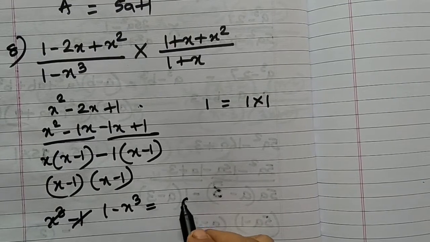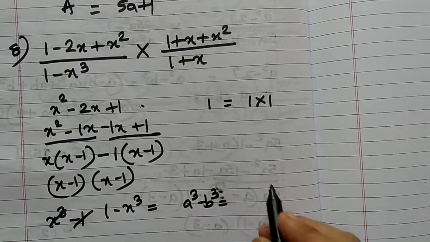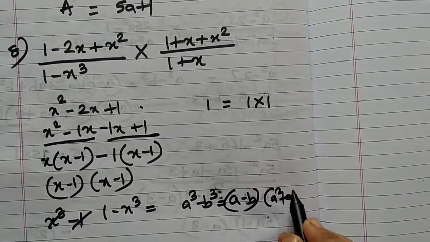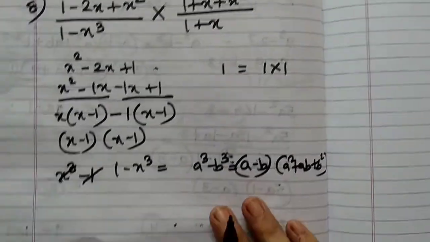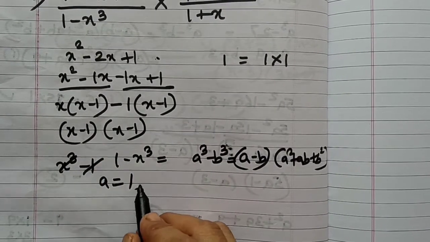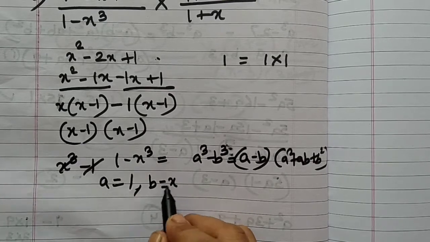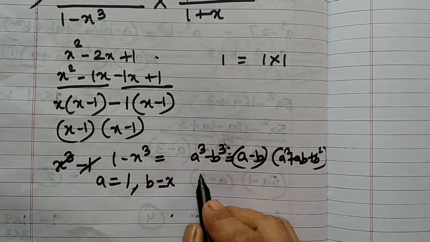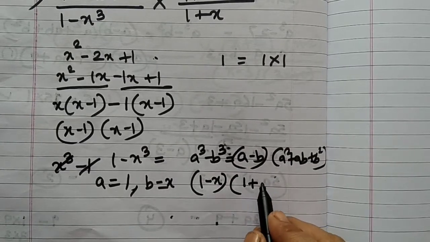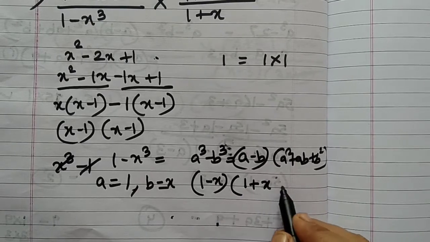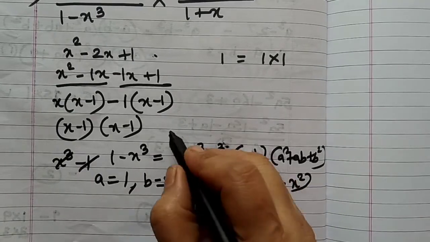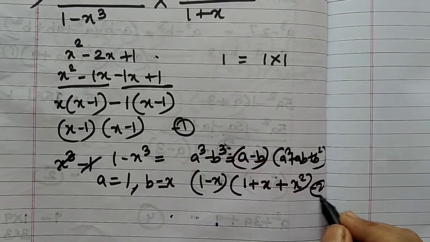So this is in the form of a cube minus b cube, that is equal to a minus b into a square plus ab plus b square. So what is a over here? A is equal to 1. And what is b over here? B is equal to x. So we will substitute. So it will be 1 minus x into bracket 1 plus 1 into x will give us x and plus x square. So we got this as the first, this is the second.